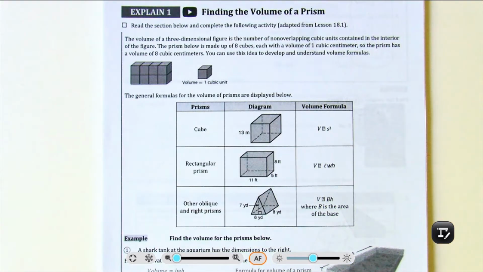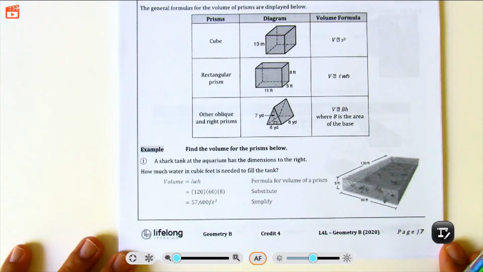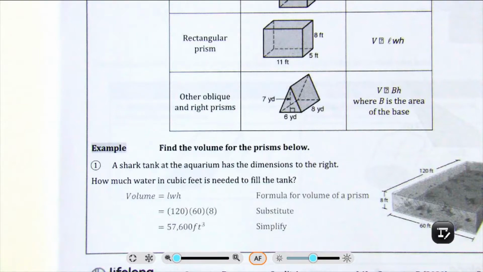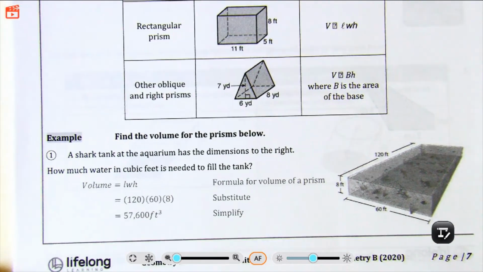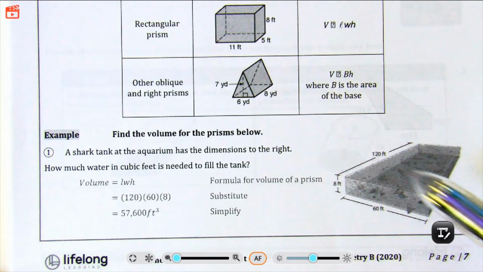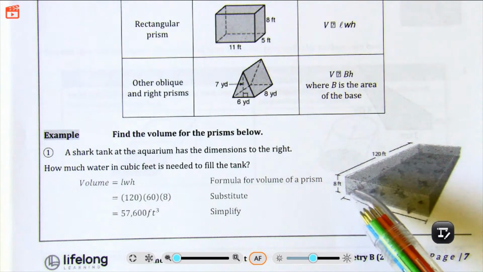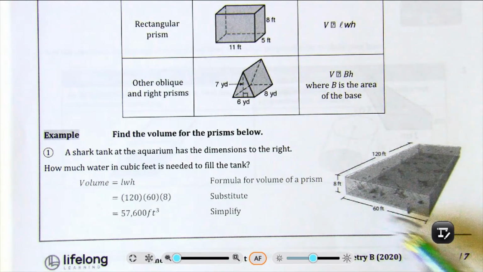Okay, so to start, we're going to do a quick example that's already done for us, but I'm just going to follow along. In this example, a shark tank at the aquarium has the dimensions to the right. Here's a shark tank, where the length is 120, the width is 60, and the height is 8.